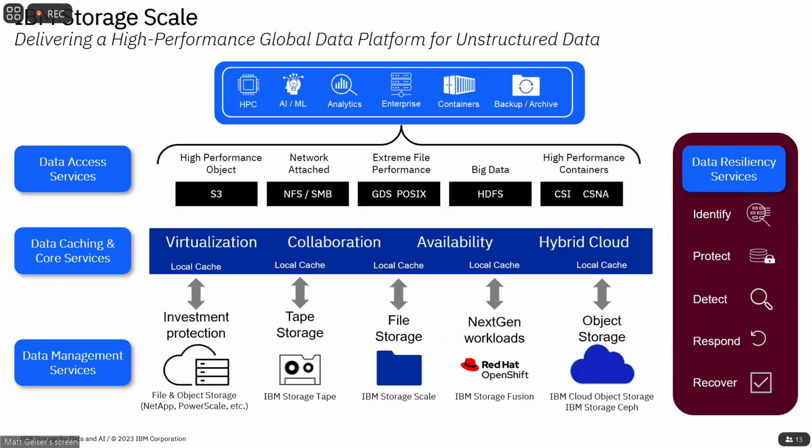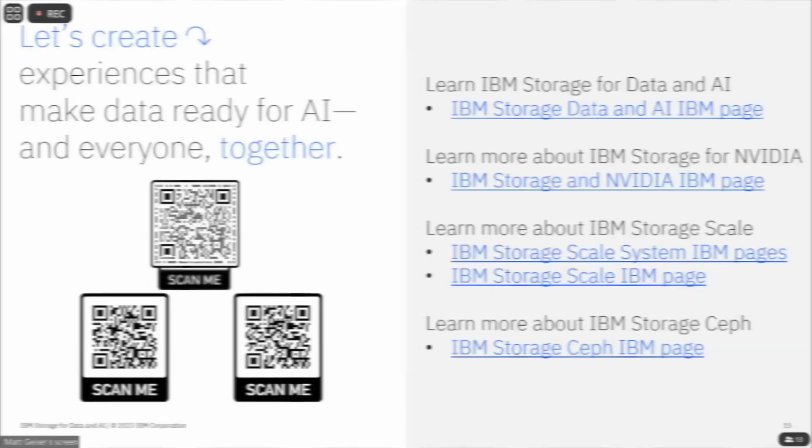So the takeaway chart here is just a summary of the global data platform framework. We talked about data access services: how do you speak the language of the workloads and applications? We talked about data caching and core services, getting the right data to the right place at the right time. Data management services, visibility, control, and automation of your unstructured data, and data resiliency services, making sure you have the right security, governance, and protection in place. And that's it.